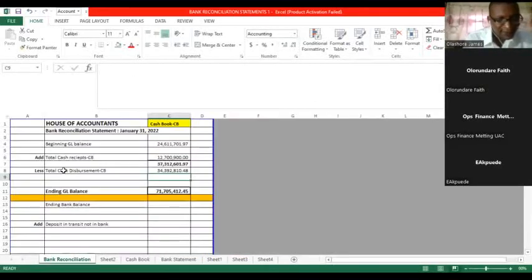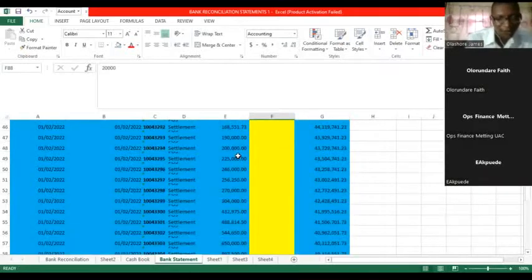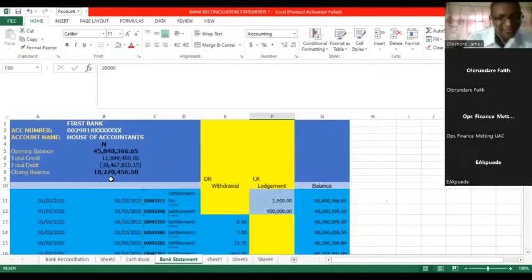So here they said less. So we are going to less it. So this one is going to be in negative, so we put it in negative. So now in our ledger, we are having 291 as our closing balance in ledger. But what is the bank statement saying? Bank statement is saying no, you don't have 291, you have 18 million. So what is the difference?